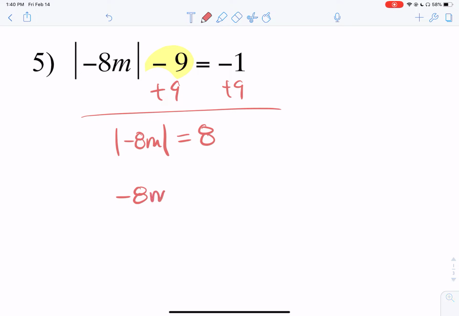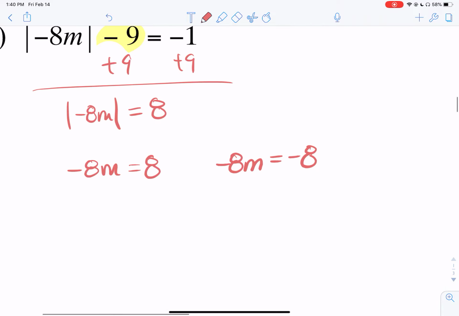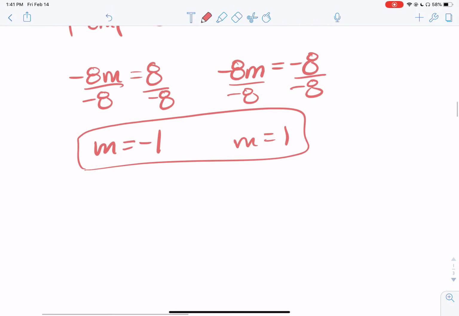So negative 8m will equal positive 8, and negative 8m will equal negative 8. So dividing by negative 8, we get that the value of m is going to equal negative 1. And dividing by negative 8, we get that the other value for m is going to equal positive 1. So these are your two solutions, negative 1 and positive 1.